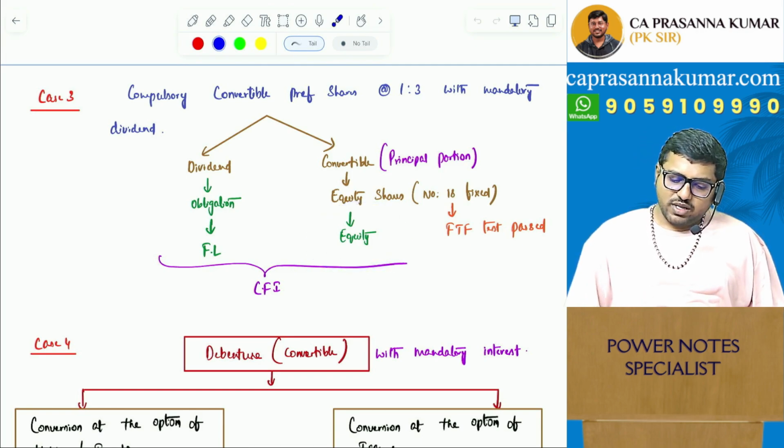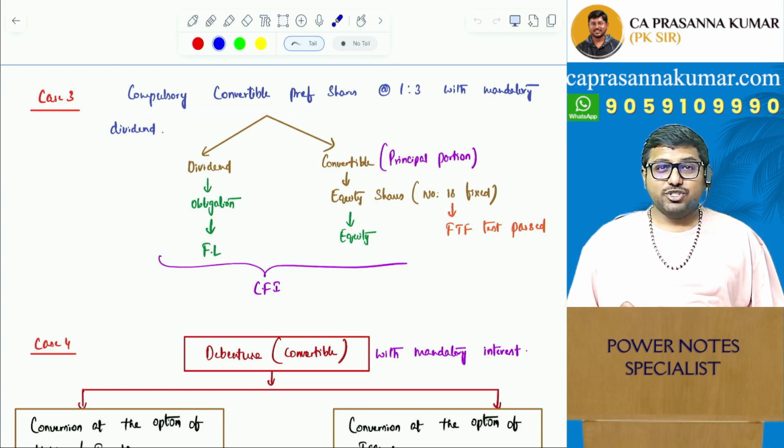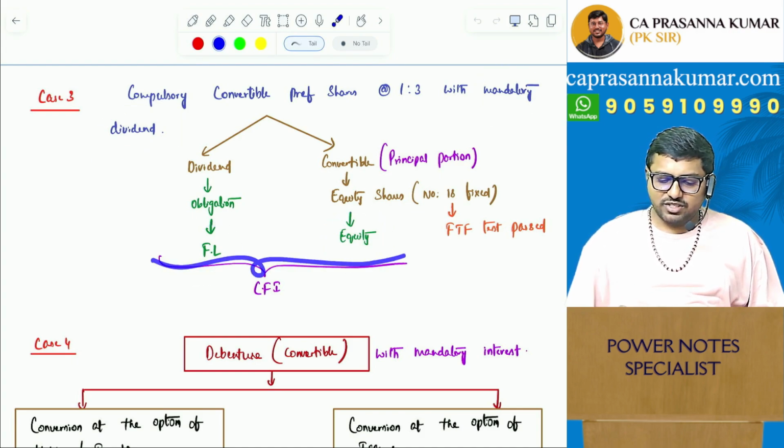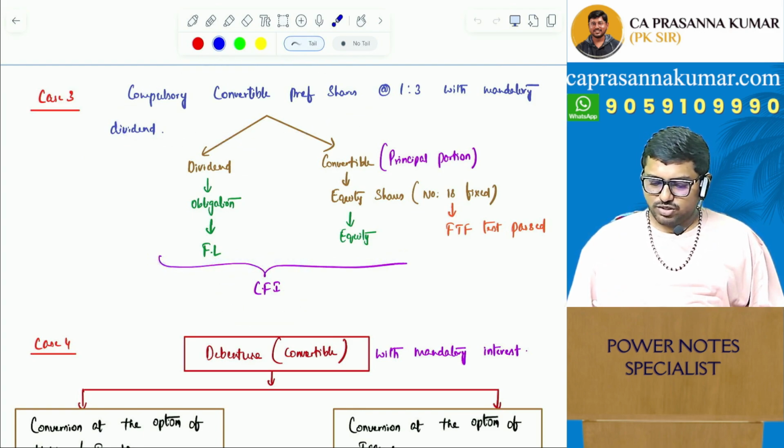So the compulsory convertible preference shares into a fixed number of equity shares will be referred to as equity, and the mandatory dividend will be referred to as financial liability. Since both exist in a single instrument, we call that particular instrument a compound financial instrument. Done?